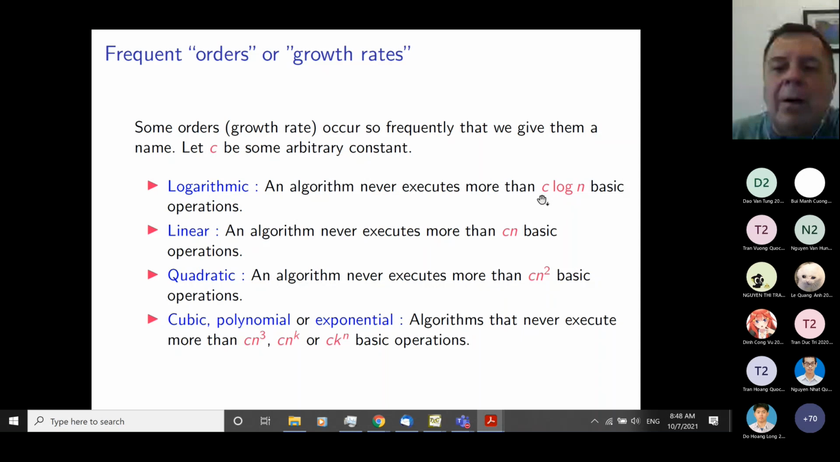Logarithmic means that we have a function that is bound by this multiplied by c. So there exists a c such that my other function is smaller than this one. The same thing for cn, cn square, and all those things. So the constant c is, in practice, a real constant such that this is going to be larger than another function as n tends toward infinity.